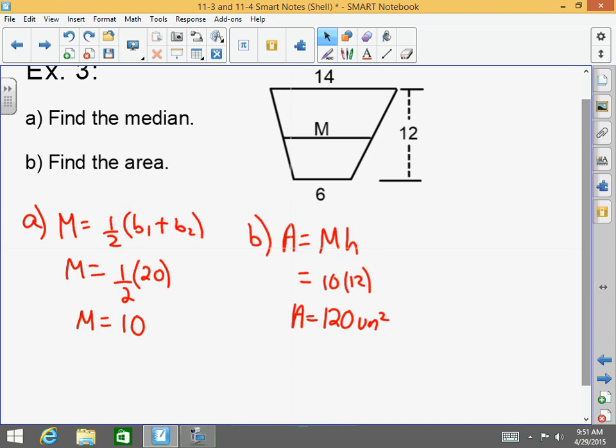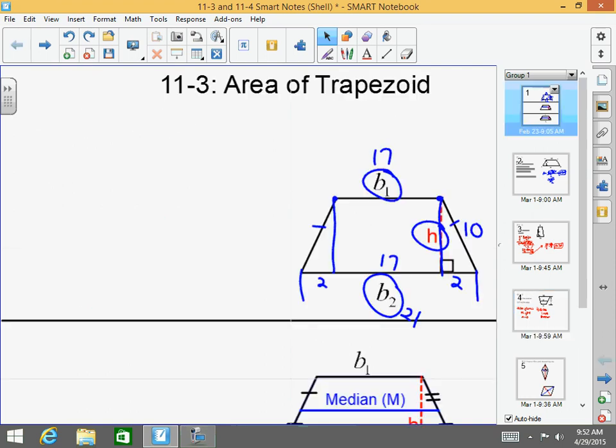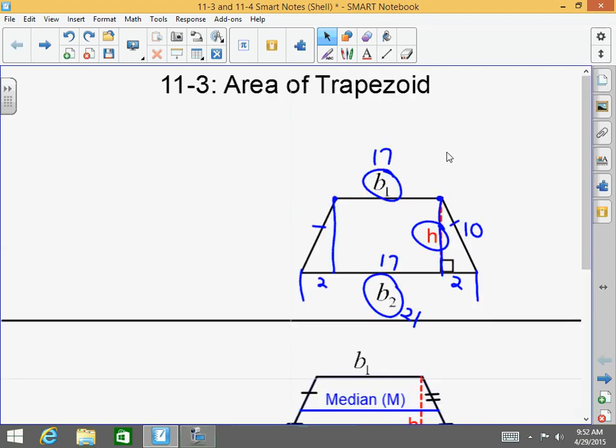Okay, the question was, it's not always going to be that simple. Am I ever going to have to use the Pythagorean theorem? You mean like this first example that I gave you? The answer is yes.